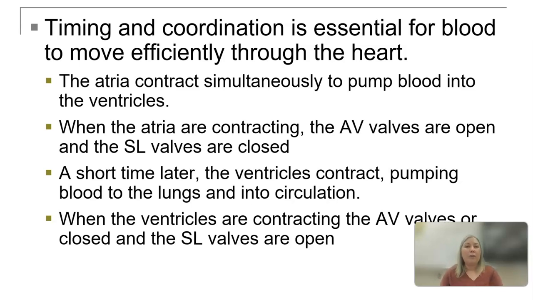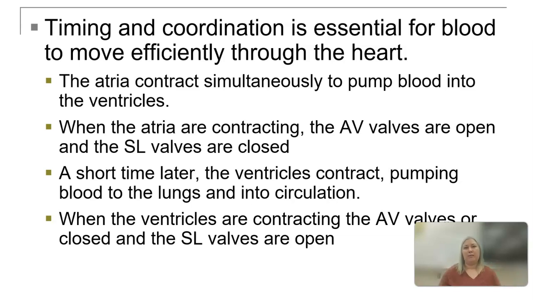So the atria are going to contract first in a cardiac cycle, and both atria, the left and the right, are going to contract simultaneously. This will allow blood to move from the atria to the ventricles through the atrioventricular valves. Then a short time later, the ventricles will contract, and the right ventricle will send blood to the lungs. The left ventricle will send blood out to the body. So we kind of go atria, ventricles, rest.